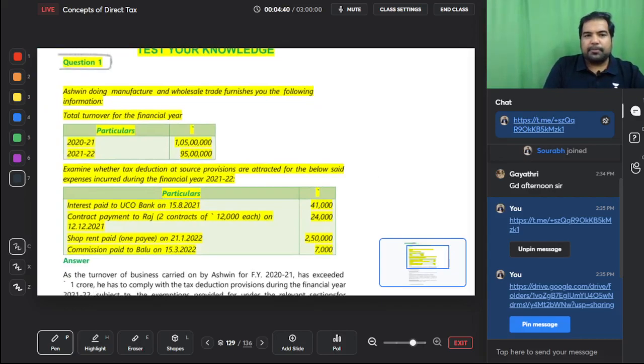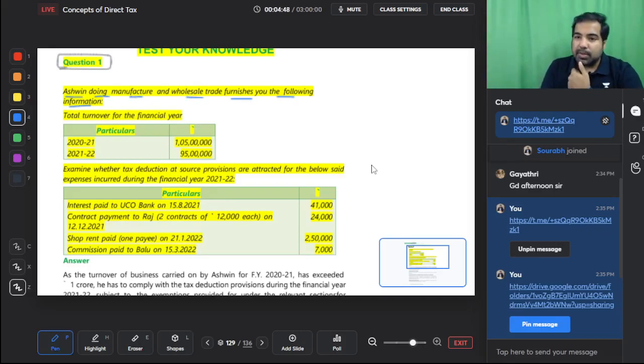Question number 1. All right. Ashwin, doing manufacture and wholesale trade, furnishes you the following information. That means, guys, Ashwin is into business. We'll have to see whether he's a small individual, small HUF. Total turnover, guys, this is the question of 21-22. So we have to see the last year. Last year, his turnover is more than 1 crore. So hence, he's not a small individual and he's not a small HUF. Just keep that in mind. He's not one of those.